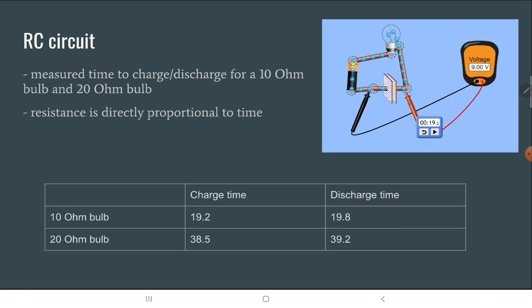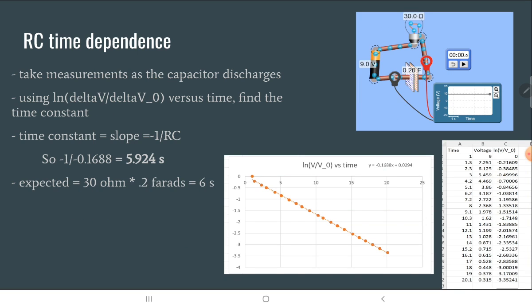So the next thing we did was measure the time it took to charge and discharge, both for a 10 ohm bulb and a 20 ohm bulb. So as you can see, for the 10 ohm bulb, the charge and discharge time was about 20 seconds, and for the 20 ohm bulb, it was about 40 seconds. So from this, we can tell that resistance is directly proportional to time.